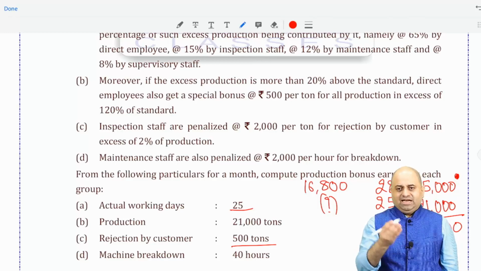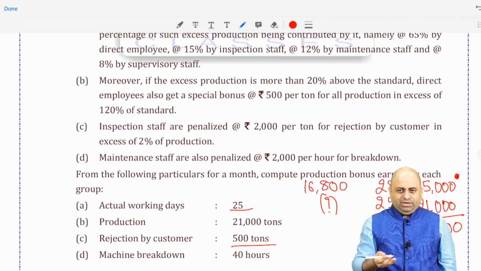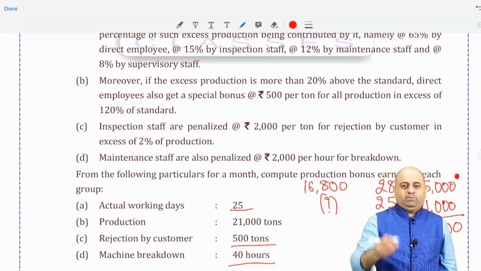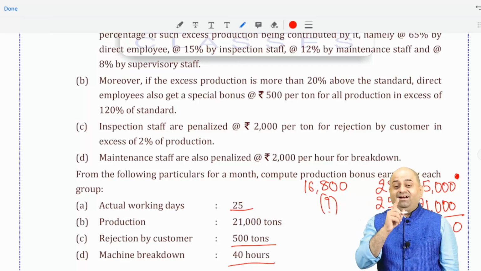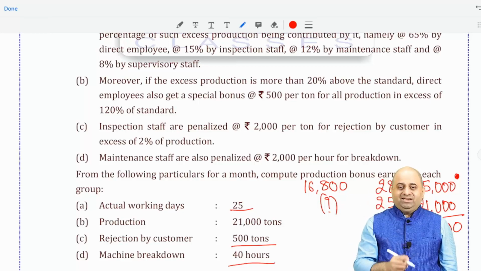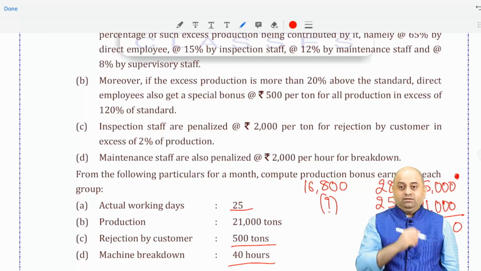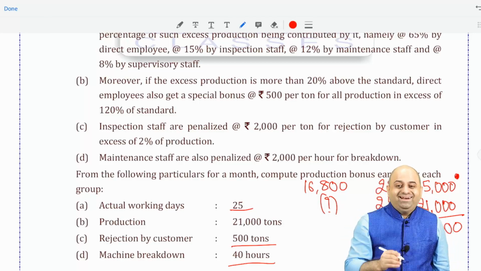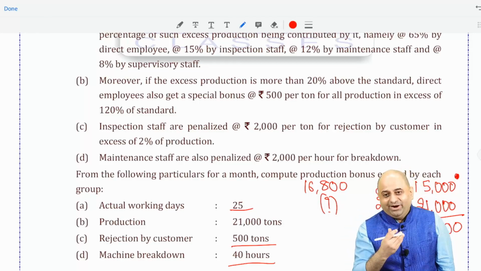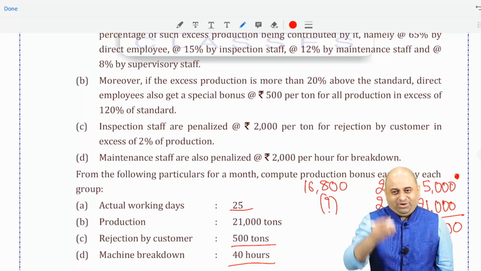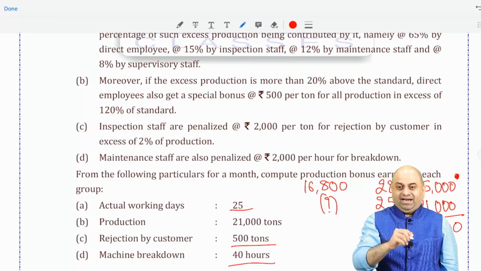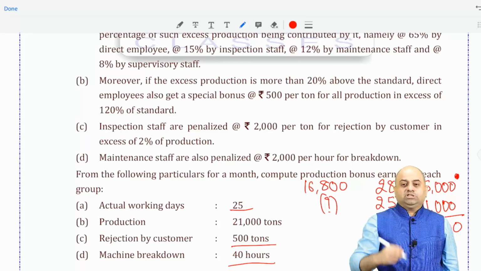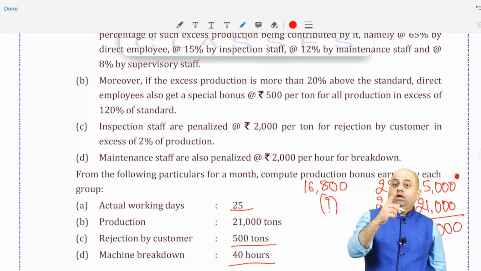Maintenance staff are penalized at 2,000 per hour for breakdown. Very simple, 40 hours are breakdown, and you multiply that with that particular 2,000 rupees per hour. Important point to note, penalties should be subtracted. Company will not pay you penalty by saying, oh, we hired you, our mistake, please take penalty. Companies will not do that. You will have to subtract penalty while calculating how much amount is payable to every group.